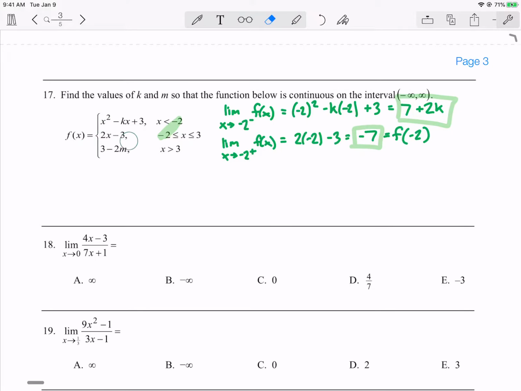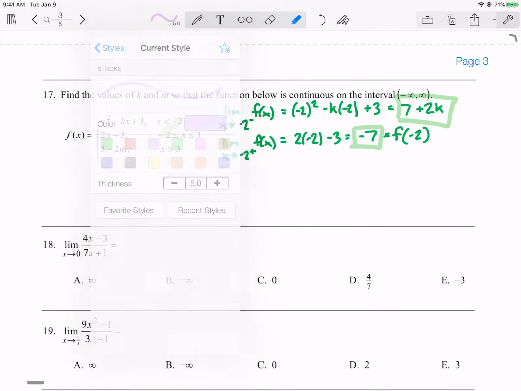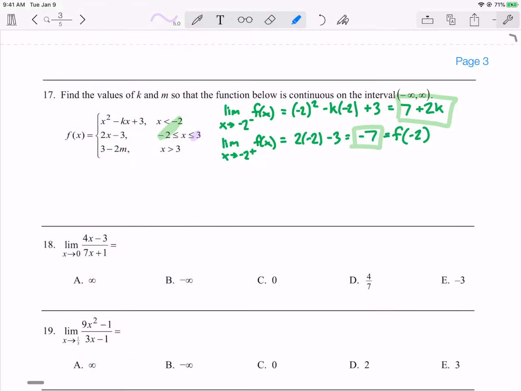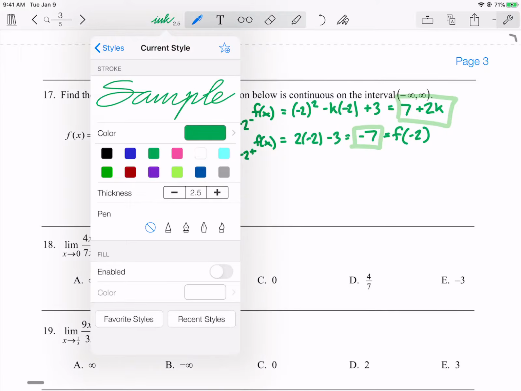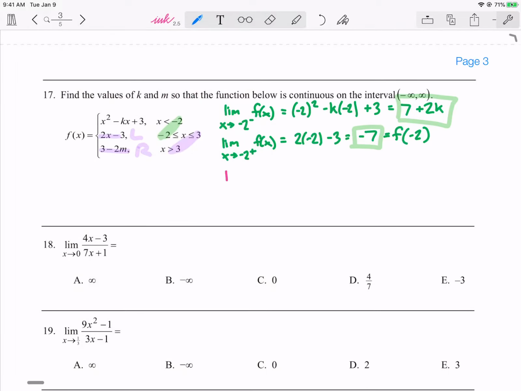Now I'm going to move on to the next value where my piecewise function splits up, and that's x equals 3. This will now be my left-sided limit, and this will be my right-sided limit. So we'll switch to pink for that. So limit as x goes to 3 from the left of f of x, and the limit as x goes to 3 from the right. These are going to need to be the same.